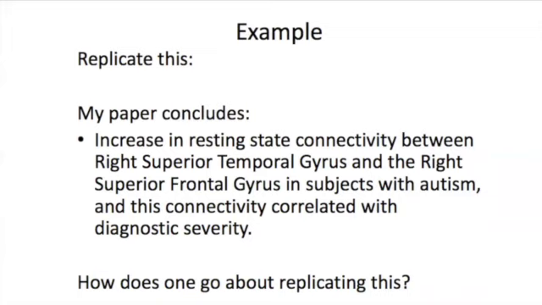So moving back into an example of reproducibility in the context of neuroimaging, I like to use this little example. A paper I might be writing might have in its abstract the following statement: we see an increase in resting state connectivity between the right superior temporal gyrus and the right superior frontal gyrus in subjects with autism, and this connectivity is correlated with diagnostic severity. Fine, lovely statement. Most of us listening to that statement roughly know what that means.